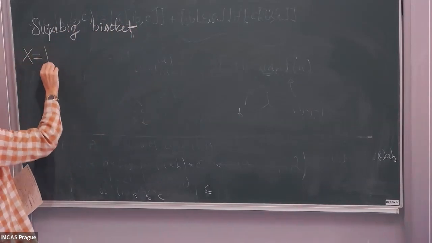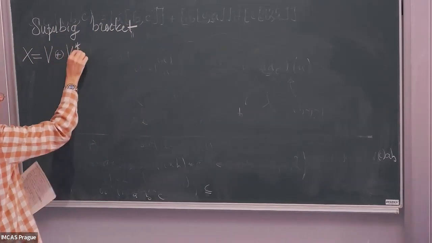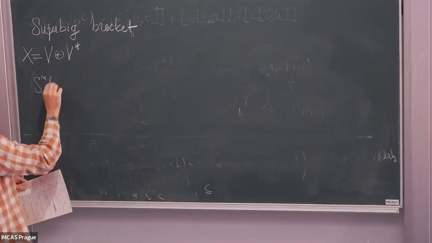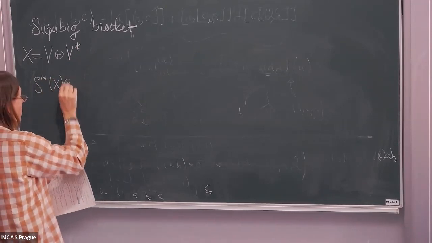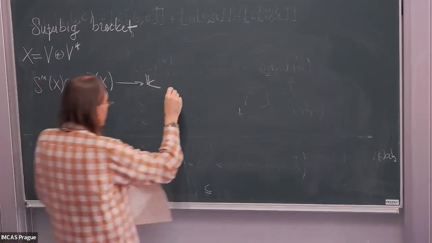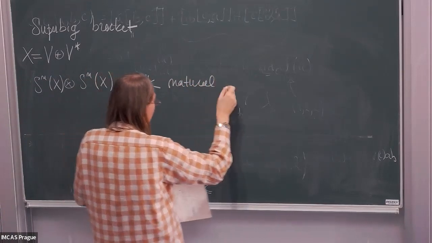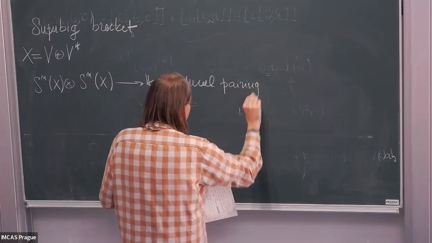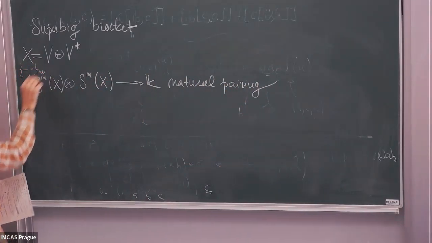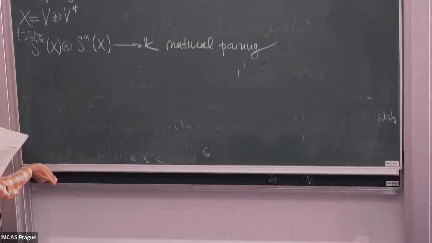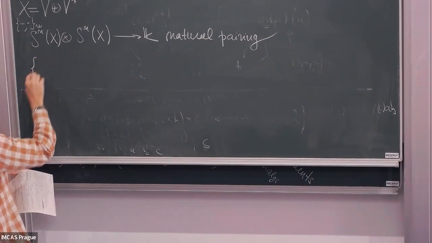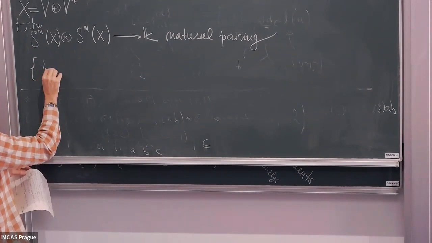So X, again forgetting signs, and degree is the same as before. But then I have, again, a natural pairing from S^n X times S^n X into k. So this is a natural pairing, which I denote by bracket n. And then I take a collection, well, this will be two braces, but the first one, the outermost one, is just denoting a collection.